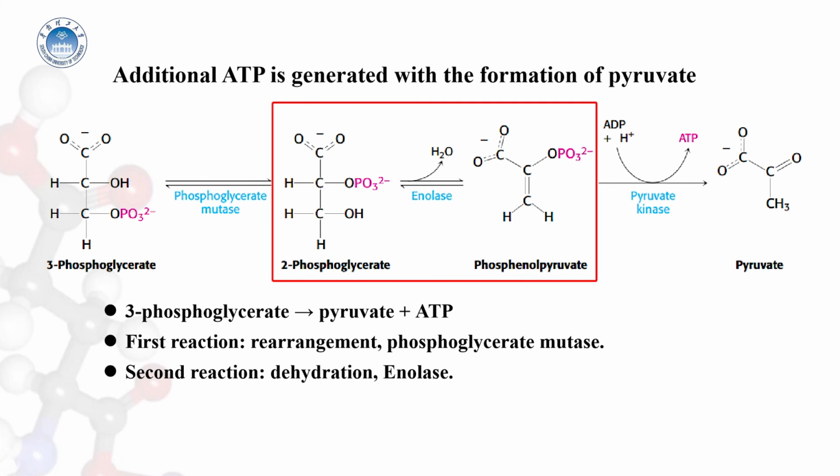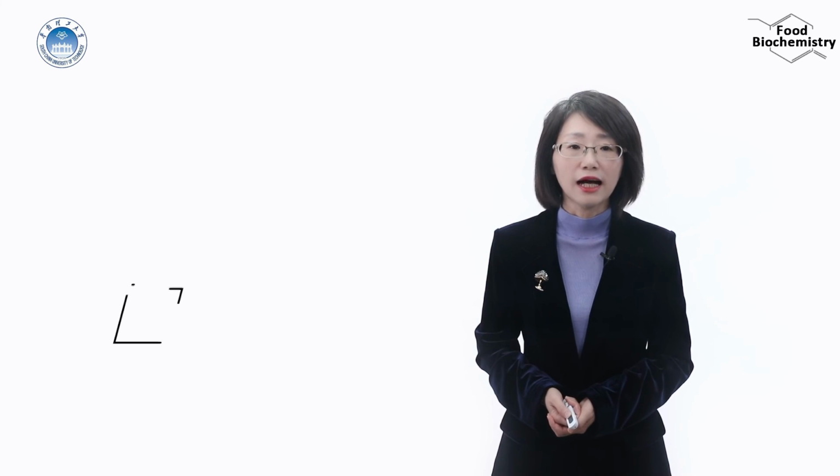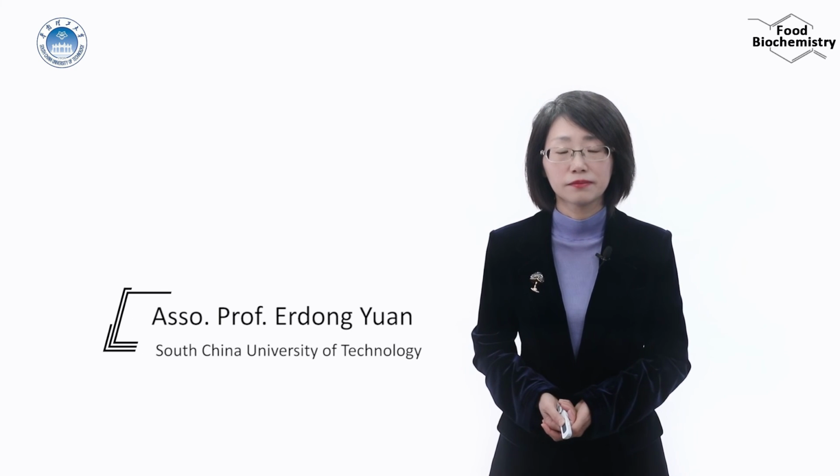Then the dehydration of 2-phosphoglycerate introduces a double bond, creating an enol. Enolase catalyzes the formation of the enol phosphate, phosphoenolpyruvate. The final reaction is the irreversible transfer of a phosphoryl group from phosphoenolpyruvate to ADP. It is catalyzed by pyruvate kinase. Thus, the glycolysis pathway is completed.